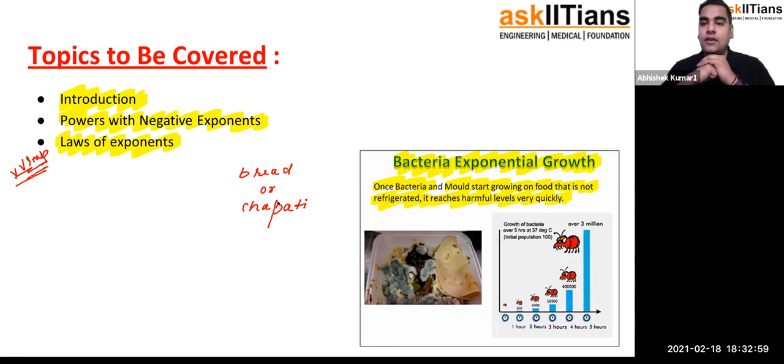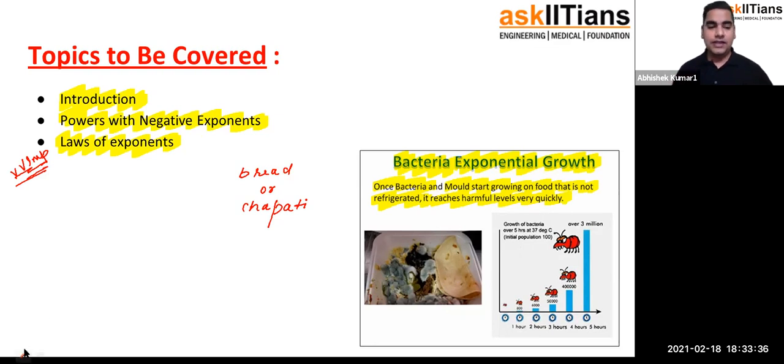Let's say on a particular day you are seeing a very small amount of bacteria on it, then on the next day you will see that they multiply super fast, they increase very rapidly. So this rapid increase in the number of bacteria or mold on bread or chapati or any other stuff shows the exponential growth in the number of these. Exponential means which increases very fast.